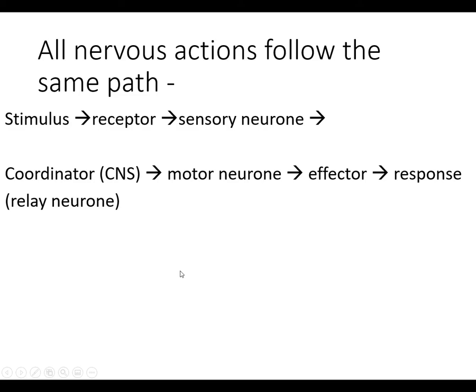So an example of this, if I said pick up a pen, the stimulus would be me speaking. The receptor would be your ears. That message would go along the sensory neuron to the brain. The brain would then send a message or an impulse along a motor neuron in your arm to the effector, which would be the muscles in your fingers, which would enable you to pick up the pen. And everything that you do follows this pathway.